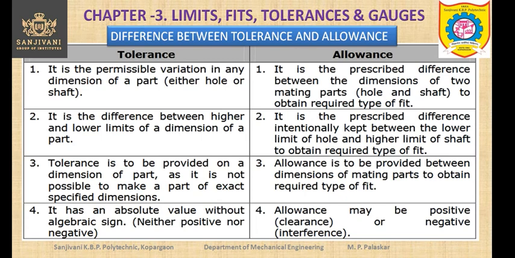Therefore tolerance is provided. Now tolerance has an absolute value. It is neither positive nor negative. It is just a magnitude. But allowance may be positive or negative. Positive allowance is called clearance and negative allowance is called interference.